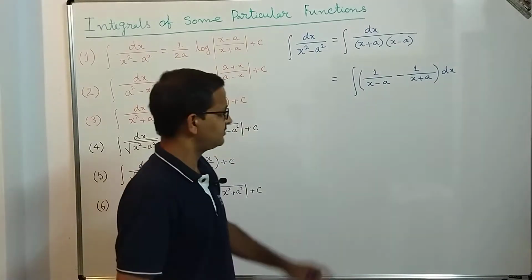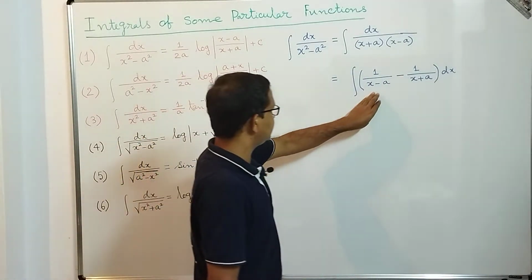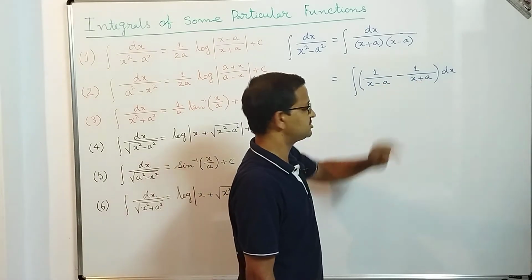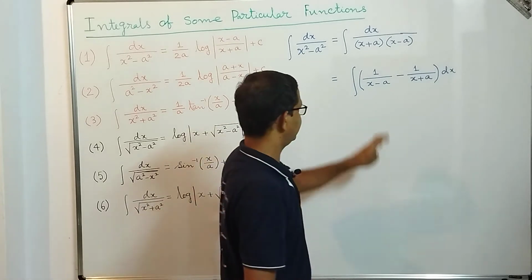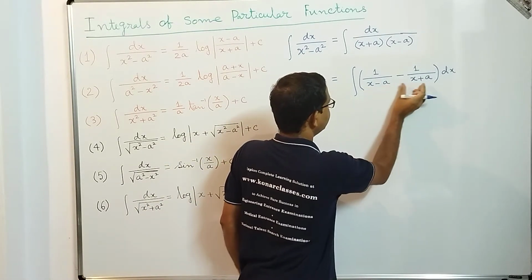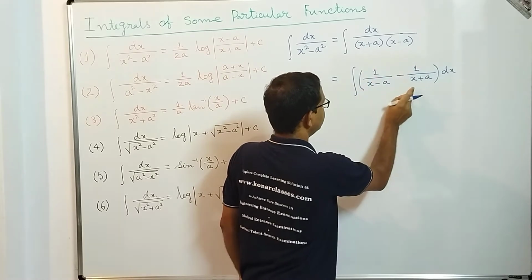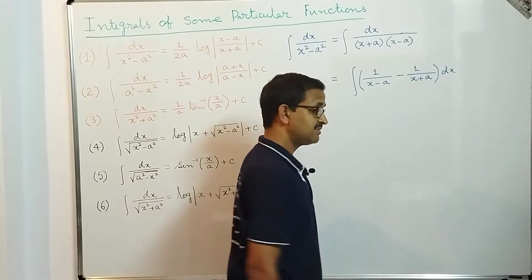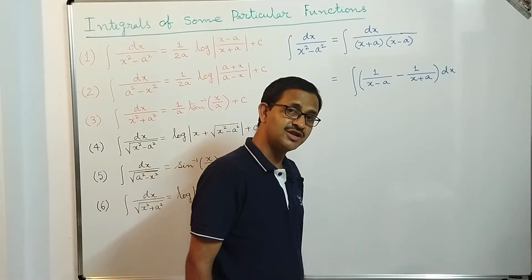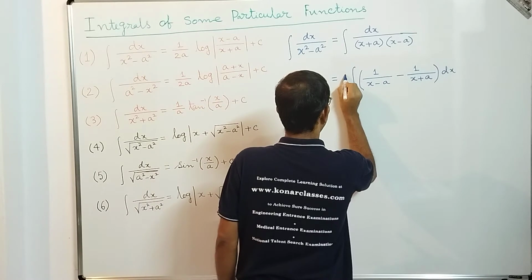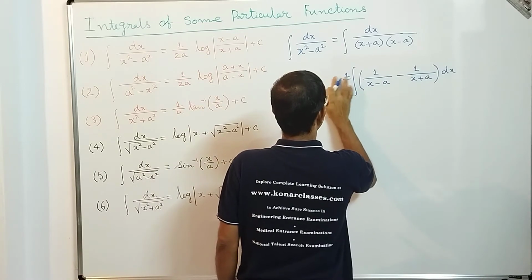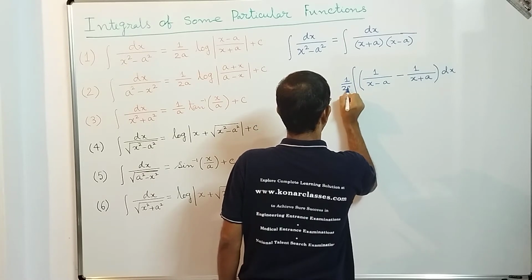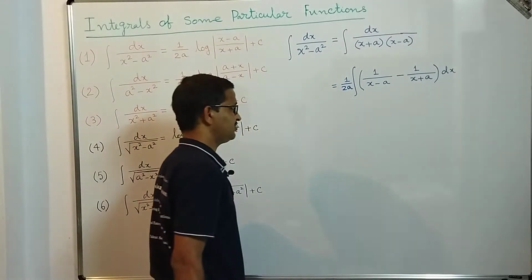Now you can ask, sir, why have you done so? Because integration of 1 by x minus a is very simple, and so is integration of 1 by x plus a, that's why I write like this. Now if you take the LCM of x minus a and x plus a, it becomes the previous step, but here it comes x plus a minus x minus of minus a, that means plus a. So in the numerator there is a 2a. To adjust this, we need to write 1 by 2a so that it is adjusted.